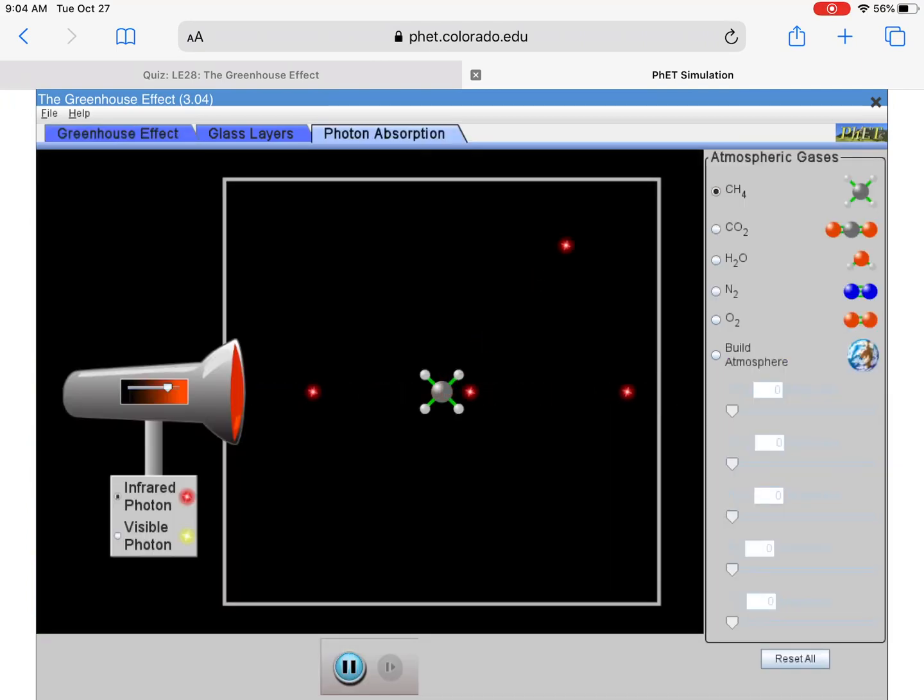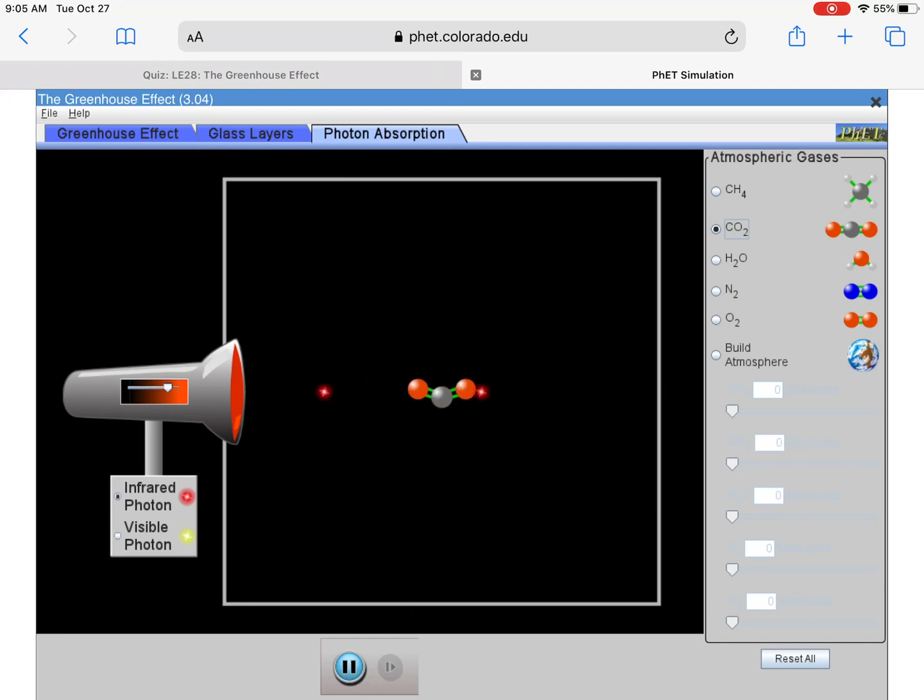The next one that I wanted to show you was the photon absorption. So this is the question that should be answered for that one. Again, here, for the most part, they're being deflected or passing right through. But once it starts shaking a little bit, that's showing you that there is some sort of absorption of the infrared photons. So the infrared photons, you can see them being absorbed there.